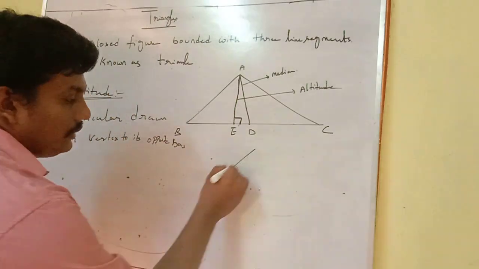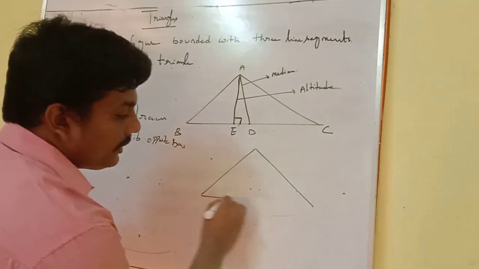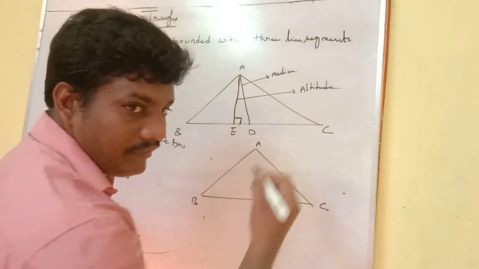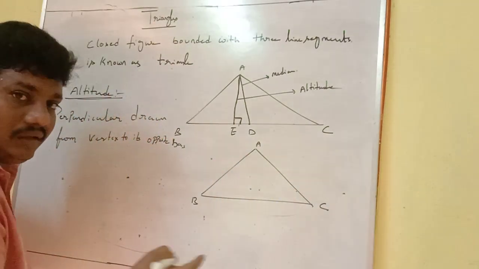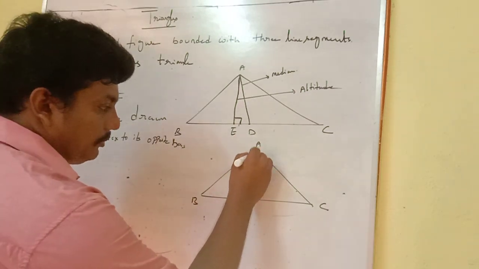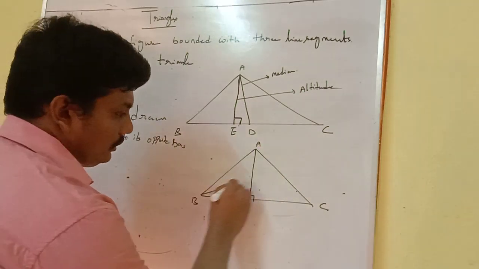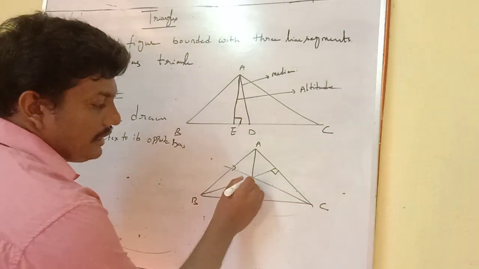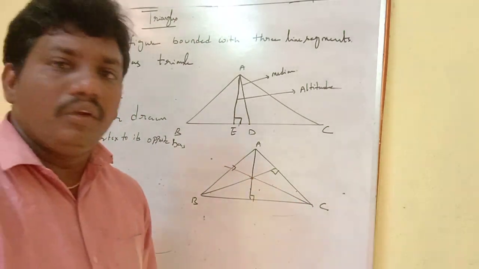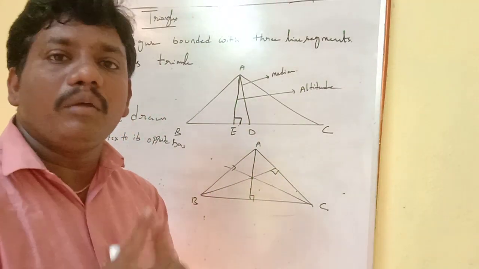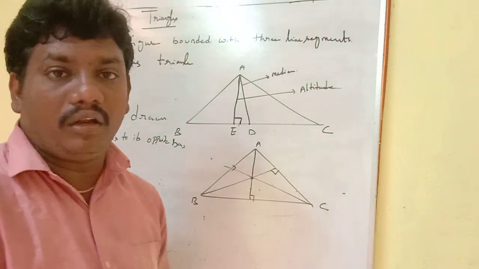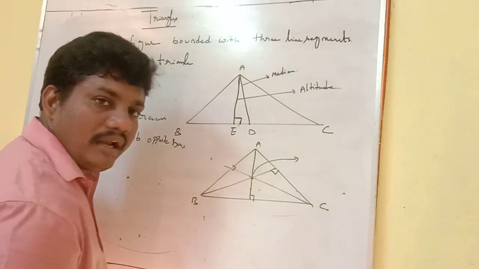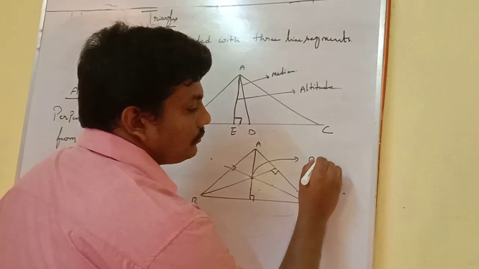So how many altitudes can we draw? We can draw three altitudes, because there are three vertices and three opposite sides. Let me take this as one altitude, and this is another altitude, and this is another altitude. These three altitudes also join at only one point, called the point of concurrence. This altitudes' point of concurrence is known as the orthocenter.